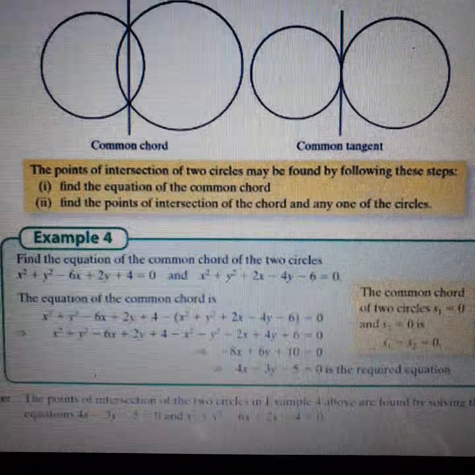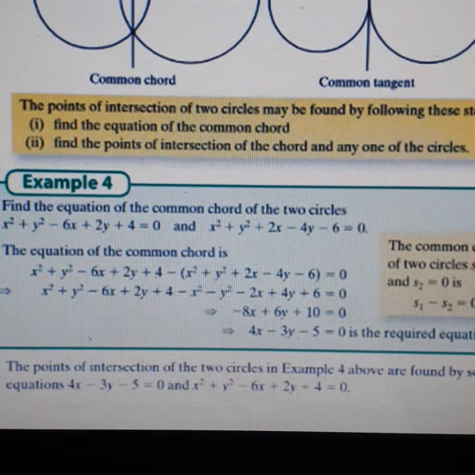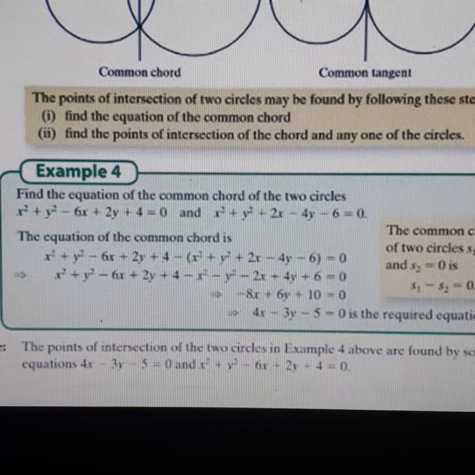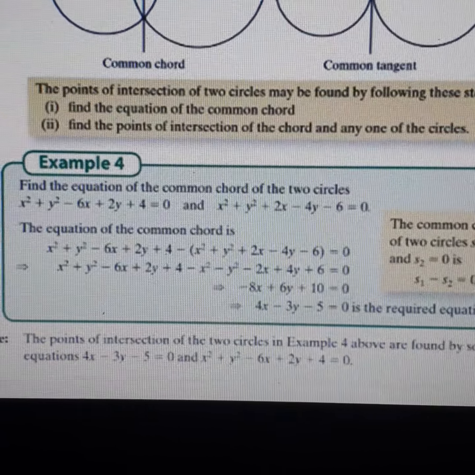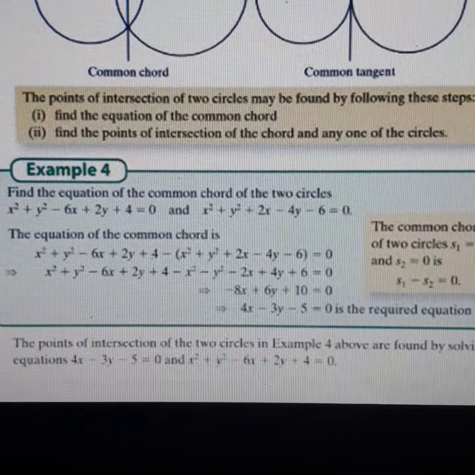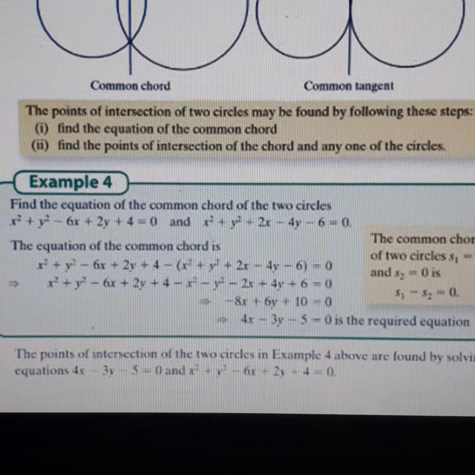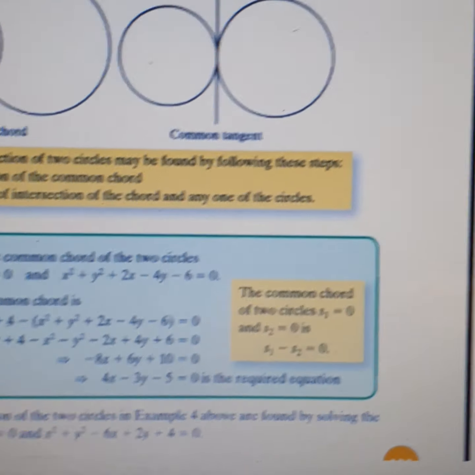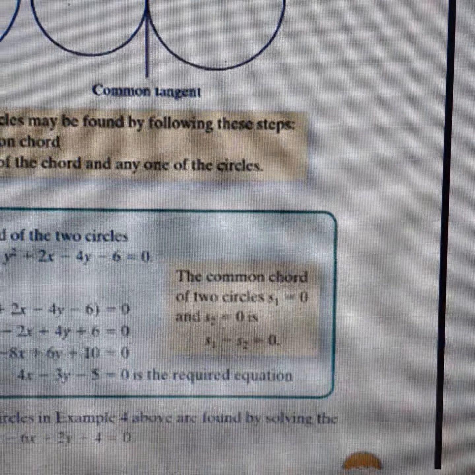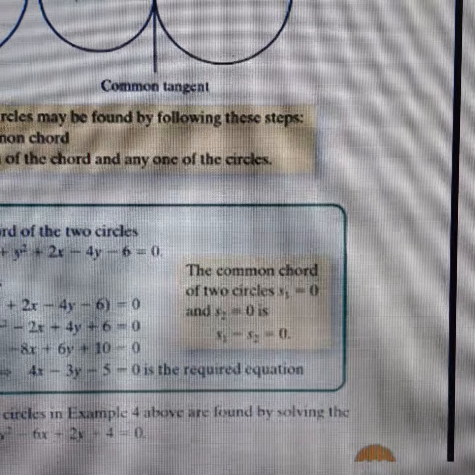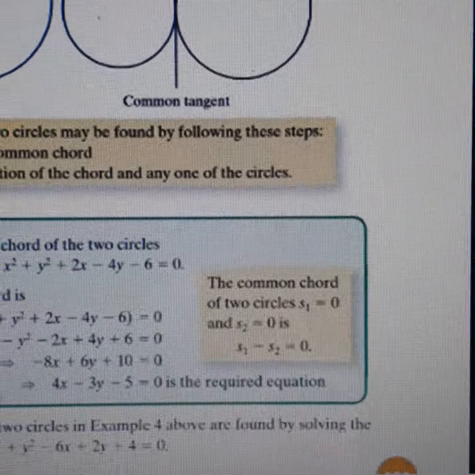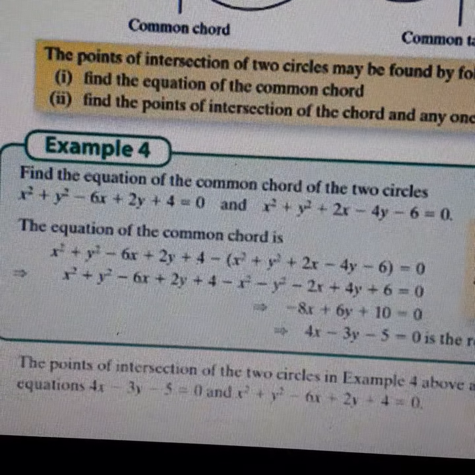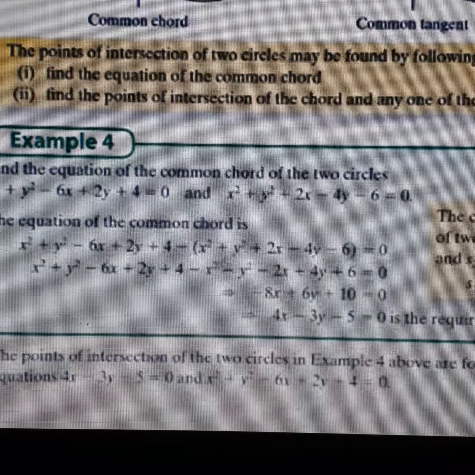So let's have a look at this example here. It says, find the equation of the common chord of the two circles x squared plus y squared minus 6x plus 2y plus 4 is equal to 0, and x squared plus y squared plus 2x minus 4y minus 6 is equal to 0. So remember over here, the common chord of two circles, S1 is equal to 0 and S2 is equal to 0, is S1 minus S2 is equal to 0. That makes sense, right? So the first thing is you take one away from the other, okay?